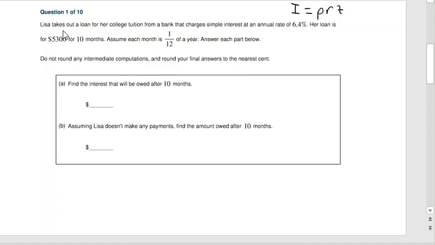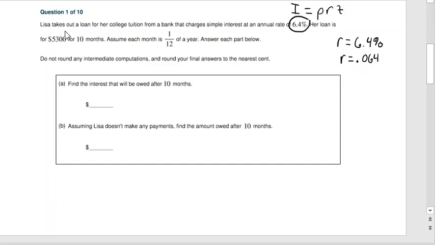So this question said, Lisa takes out a loan for her college tuition from a bank that charges simple interest at an annual rate of 6.4%. So that's our R. Our R is 6.4%. And remember that when we use the simple interest formula, we need to change this percent into a decimal. So we need to divide by 100, and 6.4 divided by 100 is 0.064. So for our R, we're going to use 0.064.